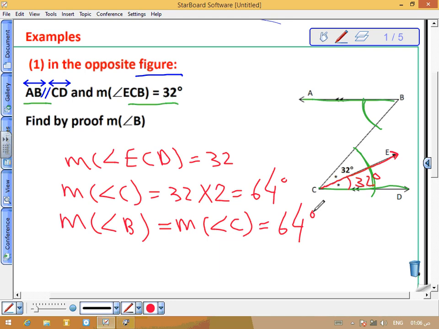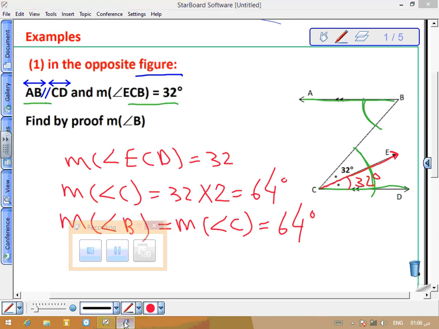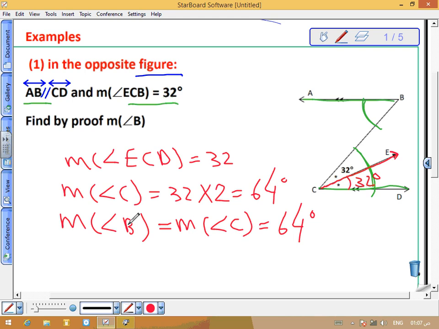Okay? We used to solve this problem before like that, and now we will learn how to solve this problem by using deductive proof. Okay, let's go.